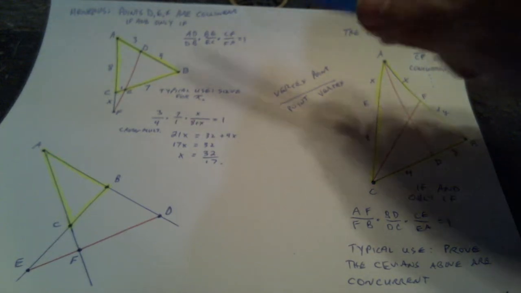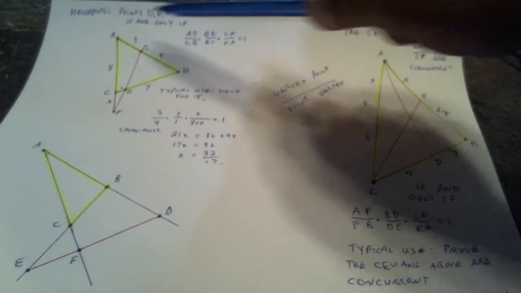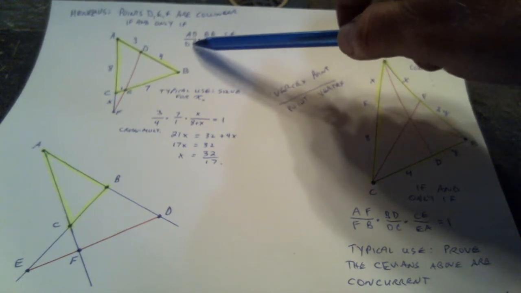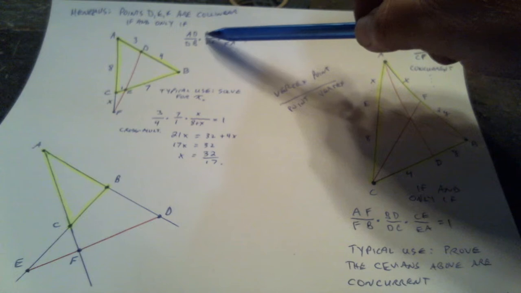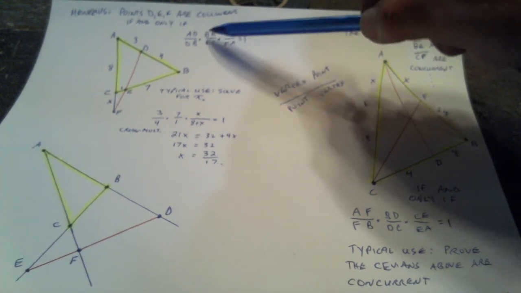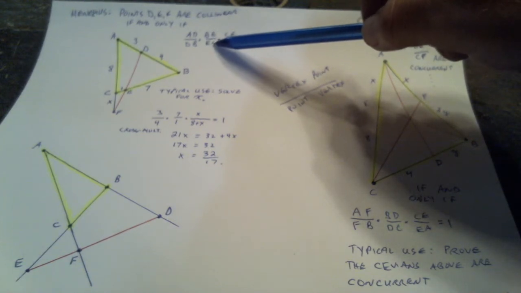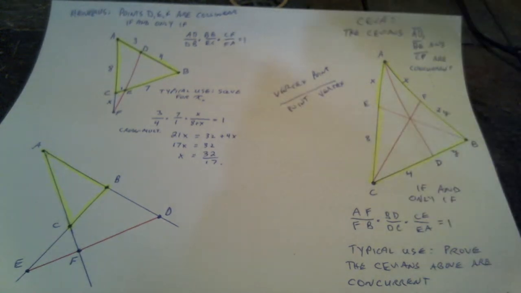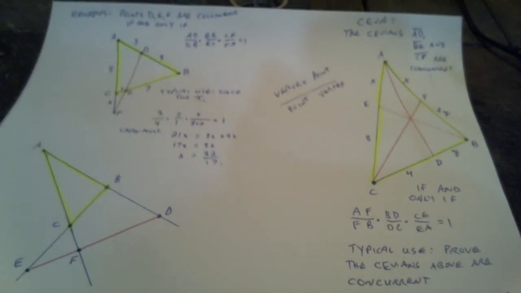Now let's take a look at this: vertex A, point D, vertex B. See B? Point B, vertex, vertex B, point E, vertex C. Vertex C, point F, vertex A. So you come back around to A. And those lengths have to multiply out to be a fraction. The fractions have to multiply out to be 1.